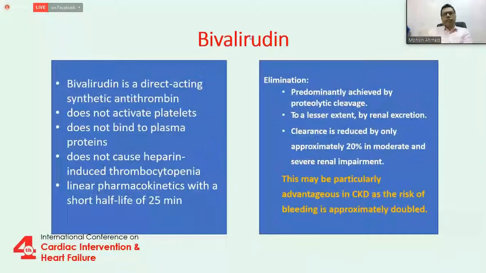Bivalirudin is a very nice anticoagulant. It is a directly acting synthetic antithrombin. It does not activate the platelets and does not bind plasma proteins. Being directly acting, it does not produce heparin-induced thrombocytopenia. It has less excretion through the kidney, so this may be important in CKD patients. So in CHIP cases with CKD patients, it can be used as it is very short acting, so you can use it easily.